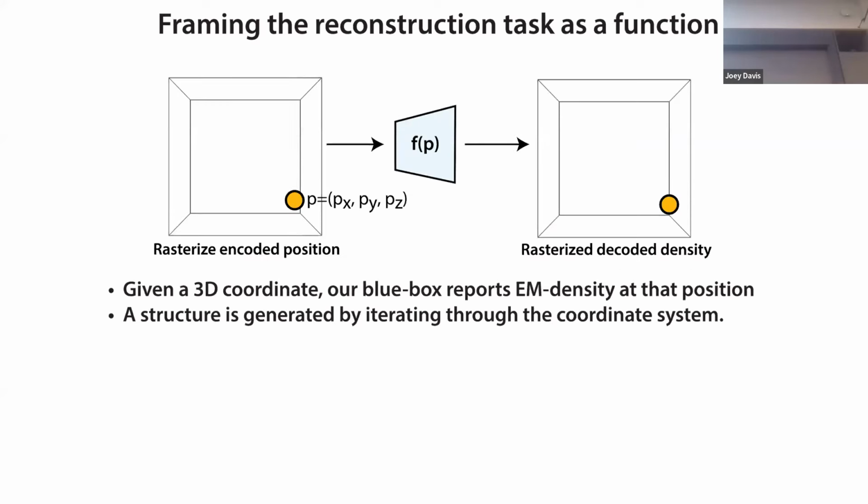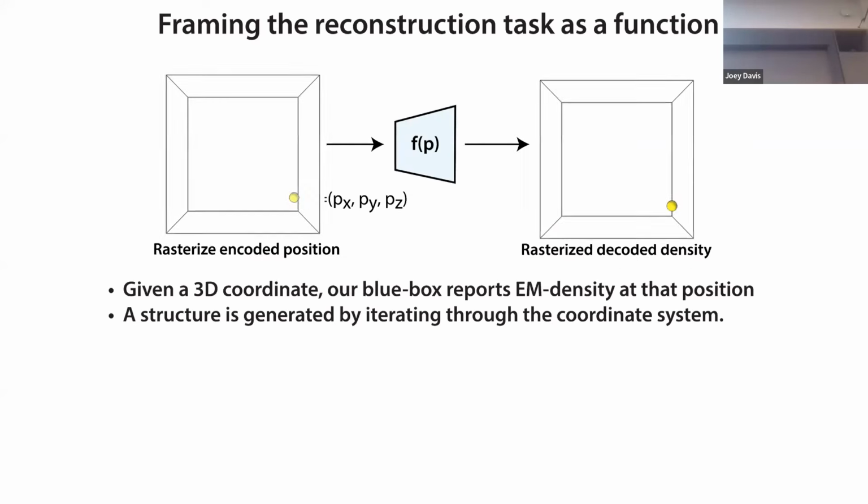Okay, so if you could learn that function, the way you would use it is you would just rasterize through your box, and at each position you would predict the EM density, and once you've rasterized through this whole box, you're going to get back the EM density. Okay, we're back where we started. We have one structure for one data set. If we have this formalism to think about this as a function, well, functions can take all kinds of inputs.